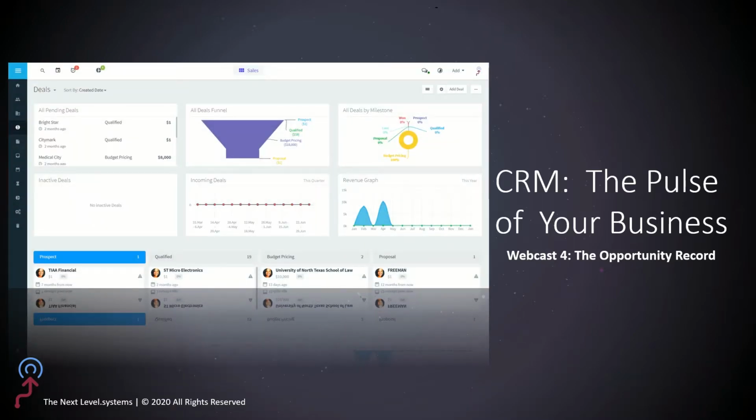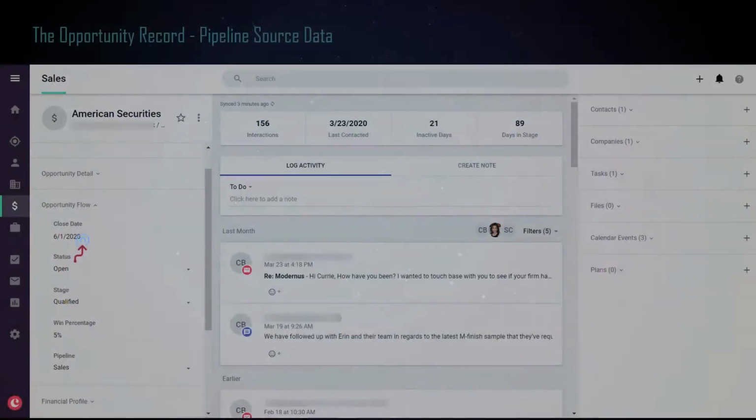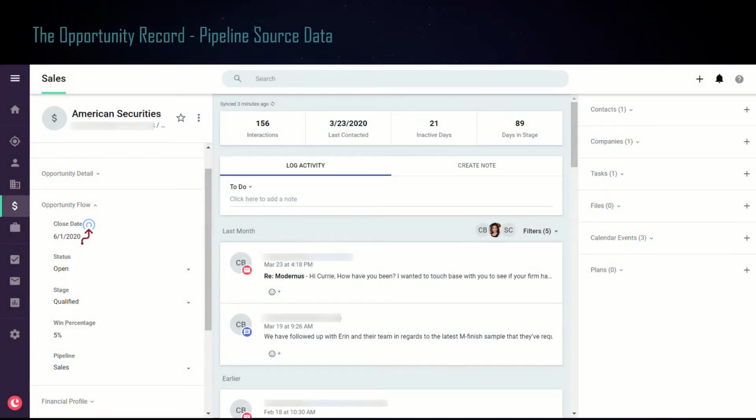Webcast 4, the CRM Pulse of Your Business series, the Opportunity Record. At the center of your CRM system is the Opportunity Record. This is the single most important object in the system regarding revenue generation tracking for the company and its customers.